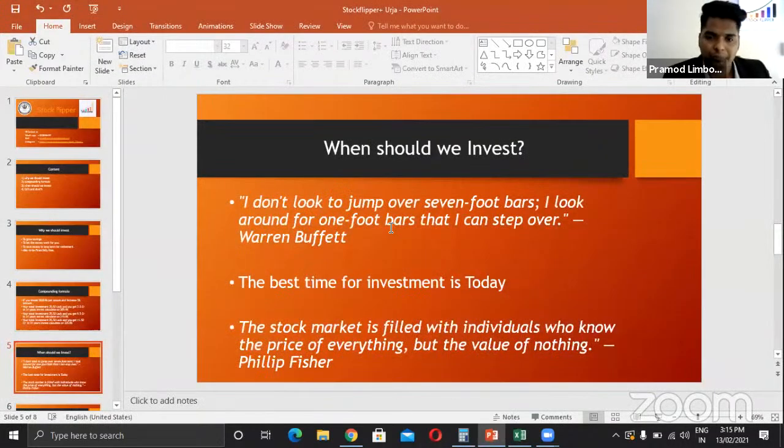When should we invest? "I don't look up, jump over 7 foot bars. I look around for 1 foot bars that I can step over," said by Warren Buffett. Meaning, investors often make things too hard for themselves. The value stocks that Buffett prefers frequently outperform the market, making success easier.